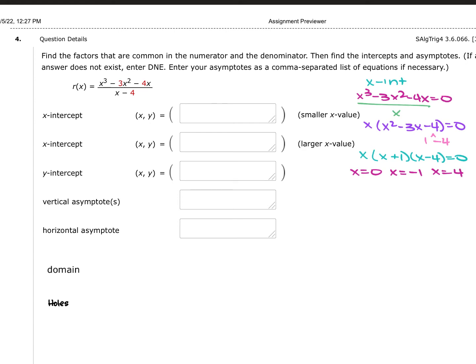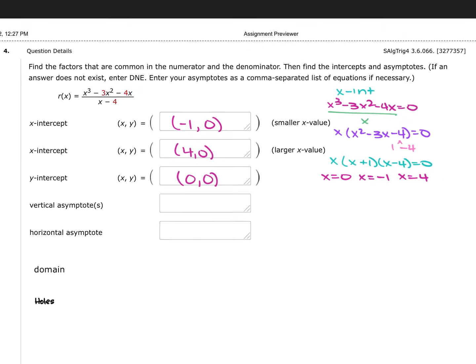I know that there's only 2 slots for your x-intercept, but believe it or not, your y-intercept is the same as that 1 x-intercept of 0, 0. So that's why they only give you the 2 slots for your x-intercepts and the 1 for your y-intercept, because your y-intercept is the same as 1 of your x-intercepts. So when you have the 0, that's going to give you 0, 0. When you have the -1, that's -1, 0. And with the 4, that's 4, 0.